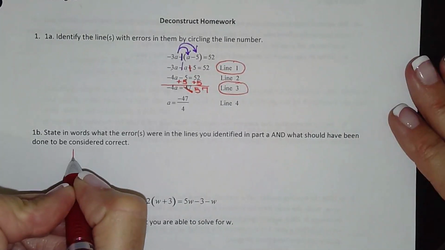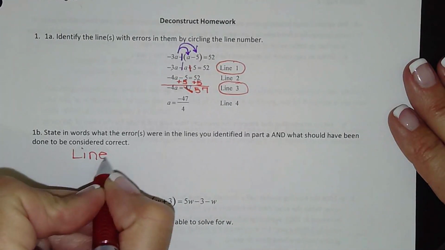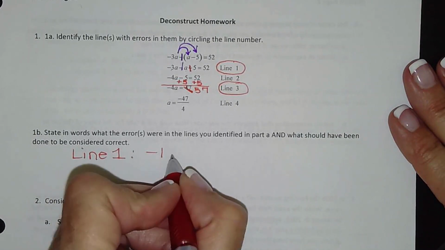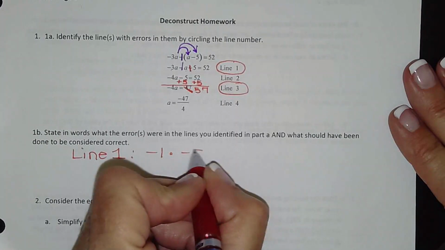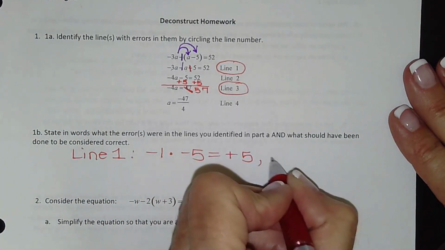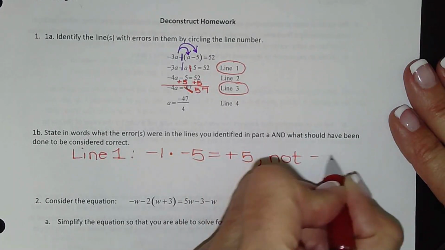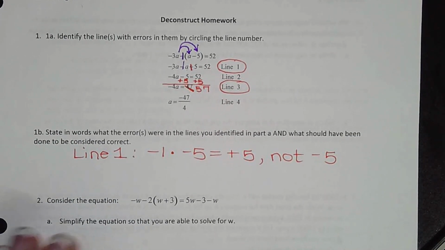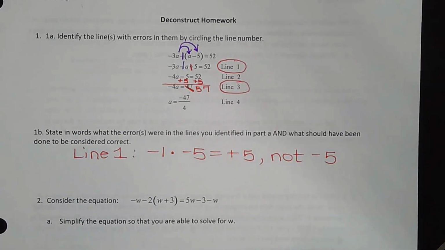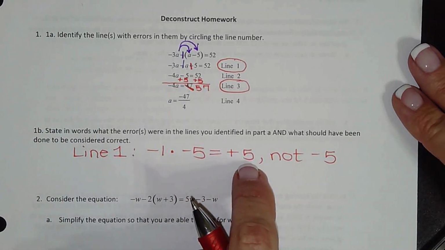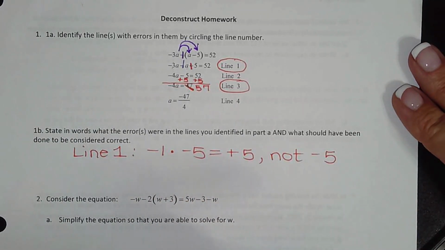So on line 1, negative 1 times negative 5 equals positive 5, not negative 5. They didn't tell us to write full sentences, so I'm taking advantage of that, because sometimes they'll say write full sentences. They just said state in words. So negative 1 times negative 5 should be positive 5, not negative 5.